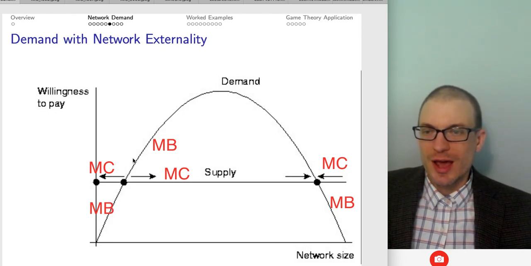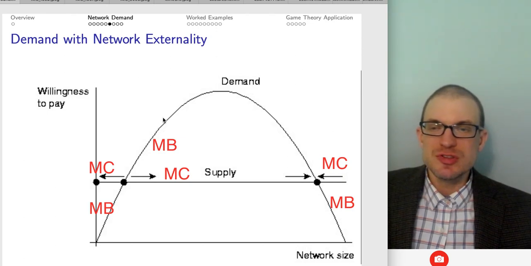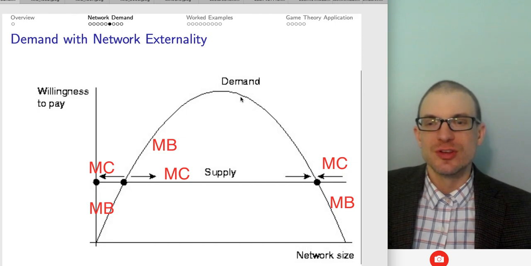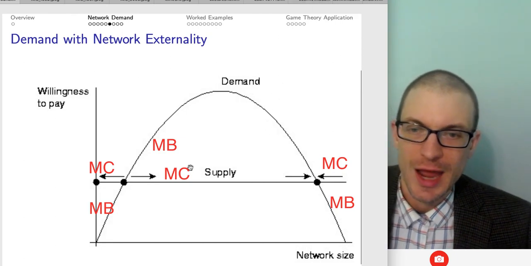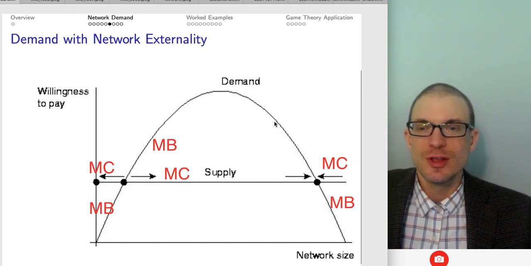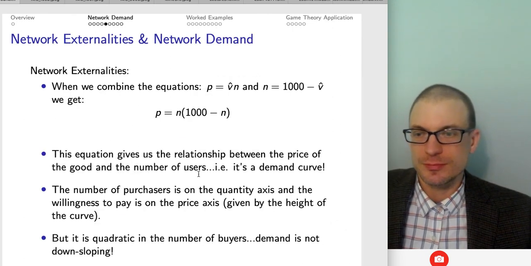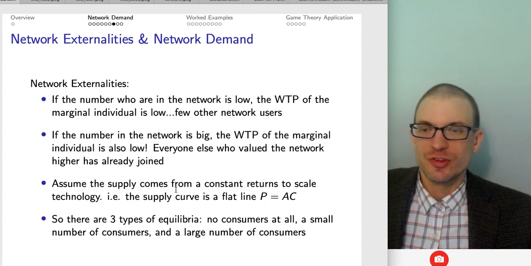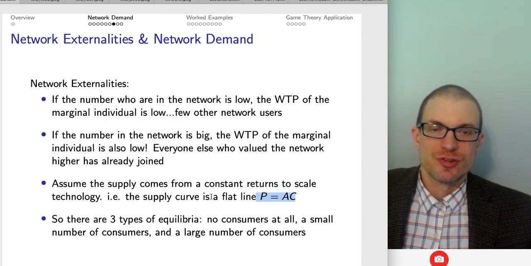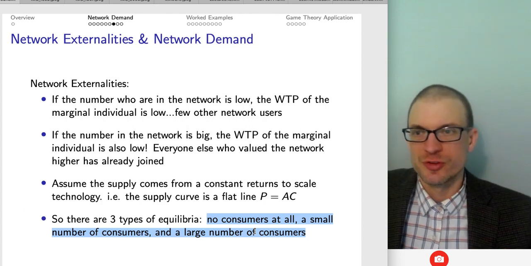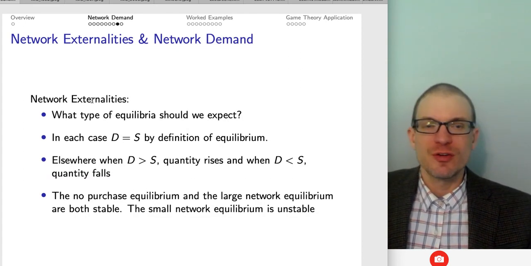Now as the network rises, the network externality increases the valuation to everybody until it reaches the point where those who value the good more have already adopted. And now you're getting the people on the downsloping portion, the more marginal consumers. All right. Assuming the supply comes from a constant returns to scale technology, the flat average cost line that I said, now we've got 3 types of equilibria: no consumers, small number, and a large number. Those are our sizes. Which type of equilibrium do we expect?